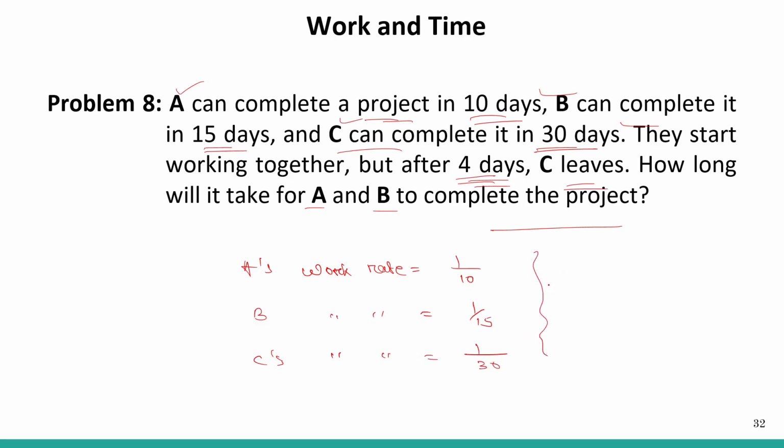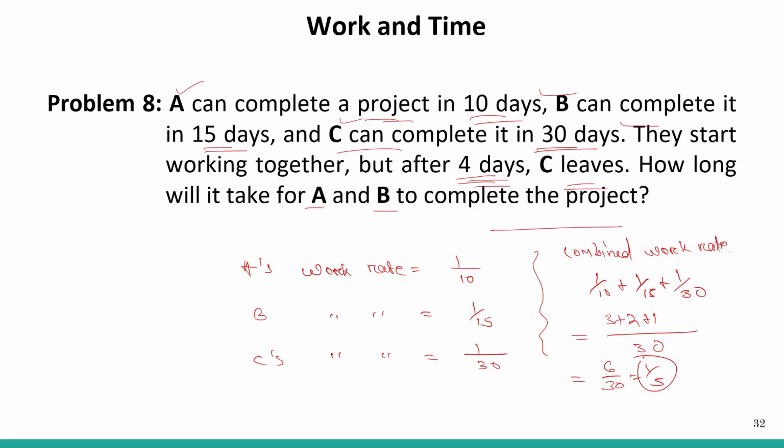So their combined work rate is equal to 1 by 10 plus 1 by 15 plus 1 by 30, right? So this is equal to, over 30, 3 plus 2 plus 1. So this is equal to 6 by 30, which is equal to 1 by 5. So 1 by 5 is their combined work rate. This much amount of project per day.